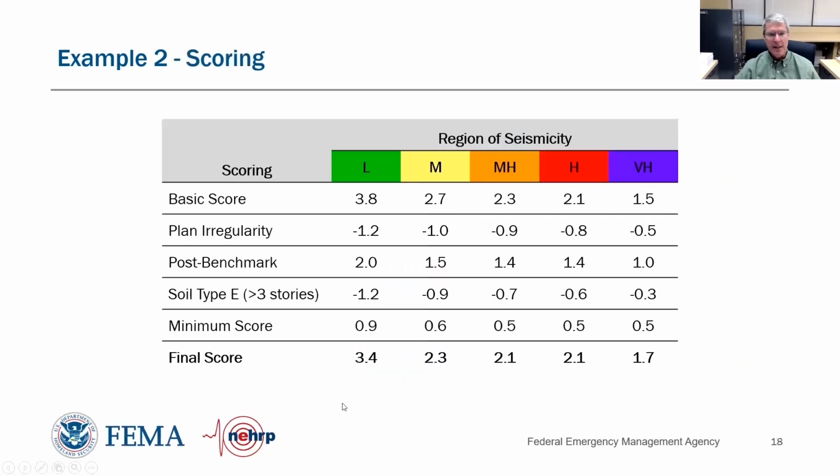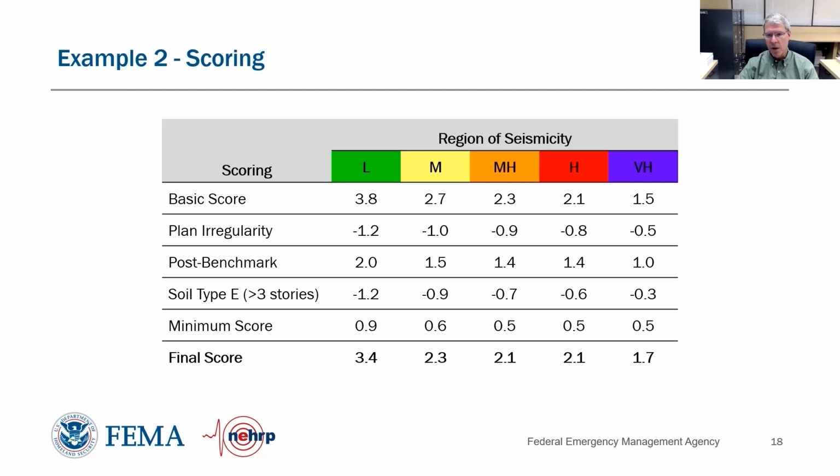We were going to drop it into each of these 5 seismicity areas. And they're telling us we have a planned irregularity. They're also telling us that it's post-benchmark, which means it's a newly designed and constructed building. And they are telling us also that we are on a type E soil. Now we have to look at building height to determine the appropriate soil parameter, and we're greater than 3 stories, so we use that soil type E modifier. Then the minimum score is provided, and then we have our final score at the bottom.